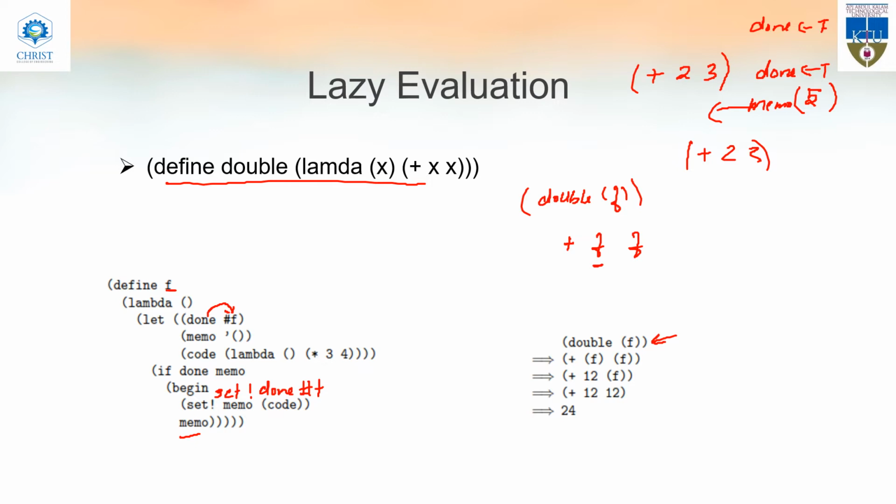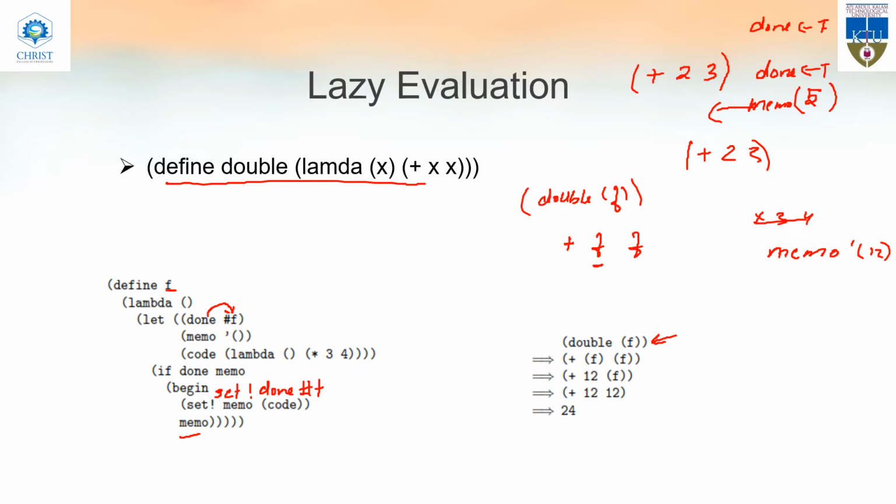So here, if done, it is wrong. Okay, the condition is false. So what happens? Begin. It will set memo code. That means code is star 3 4. The resultant of star 3 4 is 12. The 12 will be stored in the list memo. So the memo list will be having the value 12.